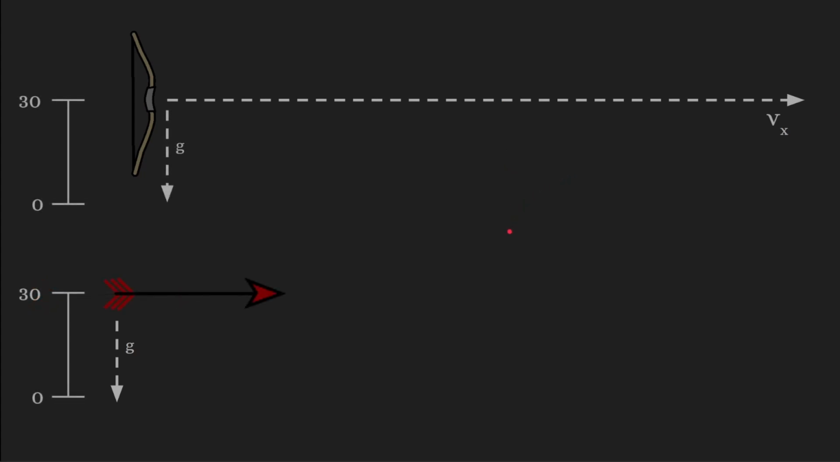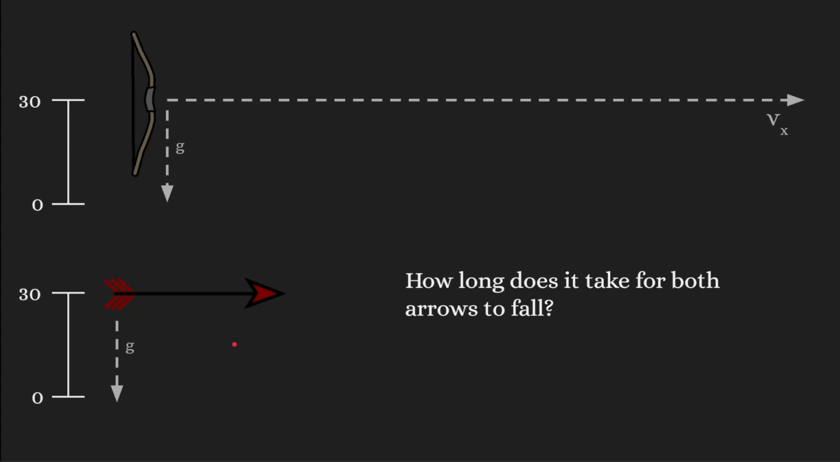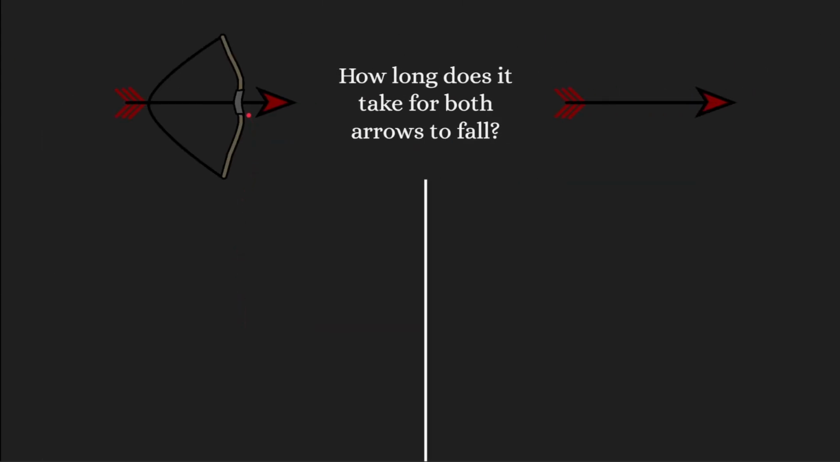Both arrows start 30 meters above the ground. We'll say the ground level is 0. How long does it take for both arrows to fall? Do you think that the arrow that was launched would take longer to fall to the ground, right? But no, and let's prove it with math.